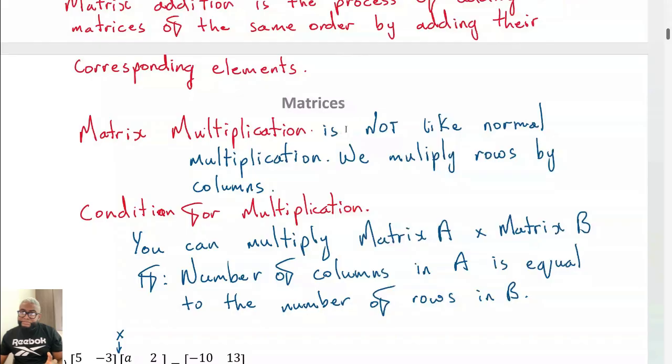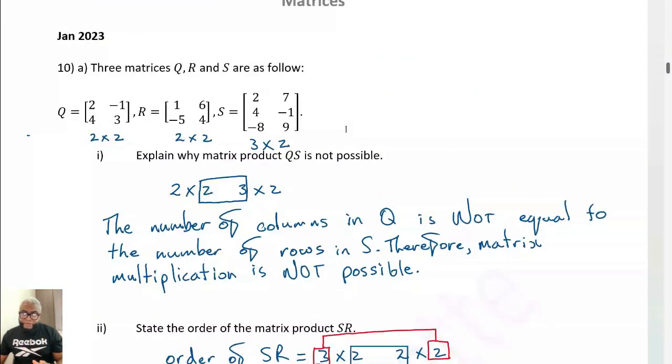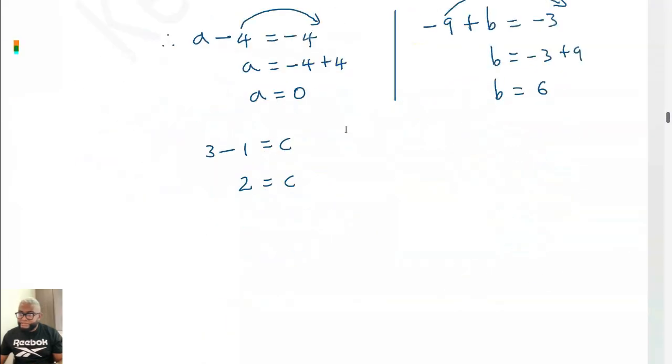Right. Matrix multiplication. All right. I'll have to show you all that when we do our question, right? Right. So let me go down. Let me start the questions.